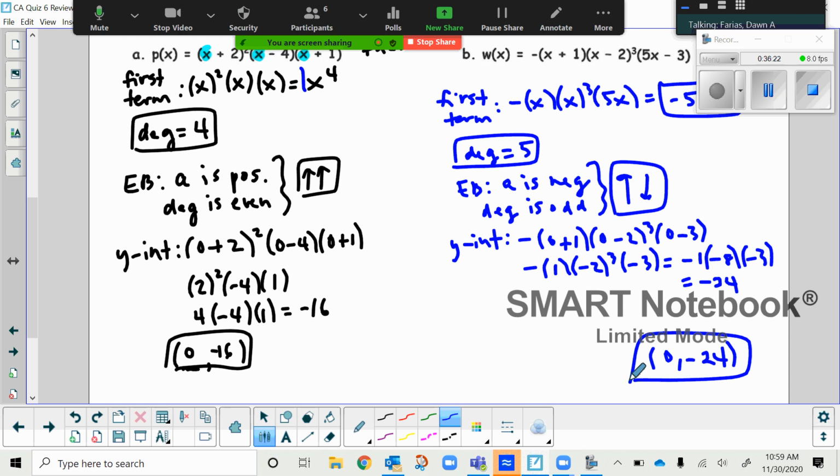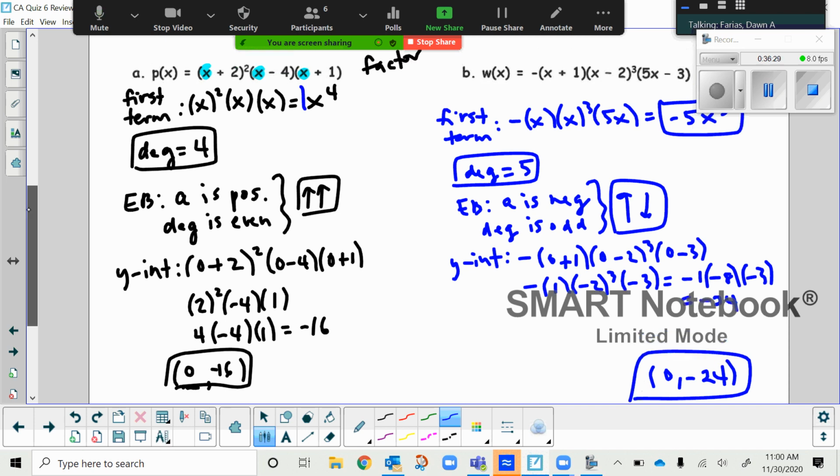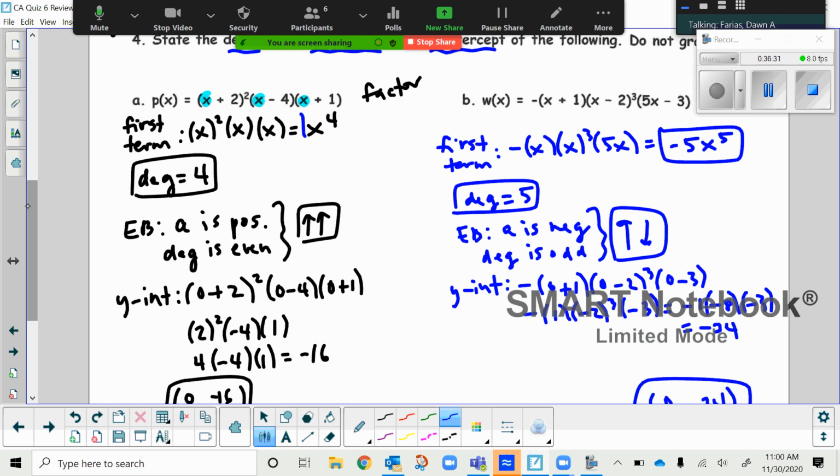Okay. I quietly revealed my work so I wouldn't interrupt your thought process. But let's talk about it. The first term, did you get negative 5x to the fifth? If you didn't, does anyone have a question about how I got it? We all feel good about that? Okay. So here's what we get from the first term. The information is the a value and the degree. The a value is negative 5 and the degree is positive 5.